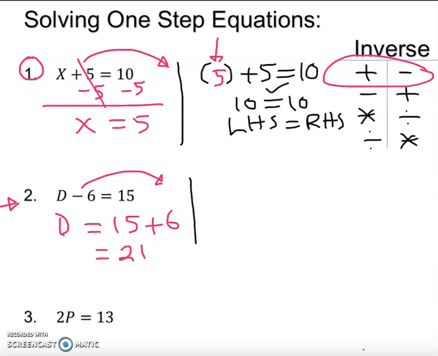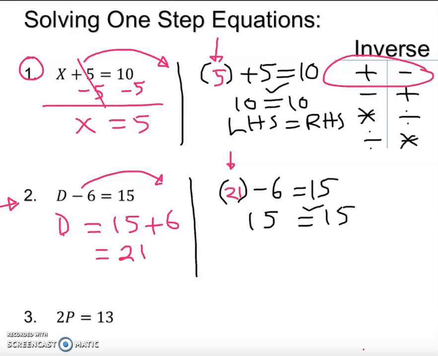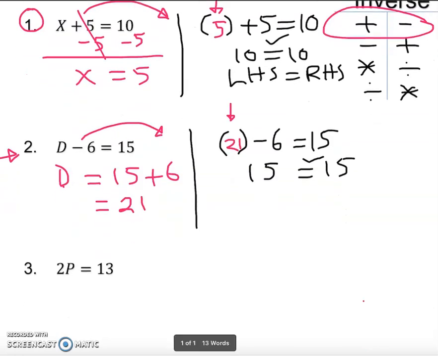Now is the answer right? Let's check it out. Open parentheses, minus 6 equal to 15. Now I'm going to plug it in. What is the answer here? 21. So 21 take away 6, you clearly know, is going to be 15. $21 take away $6 is $15, and that is equal to 15. So that checks out, which means our answer is correct. Let's go to the next one.